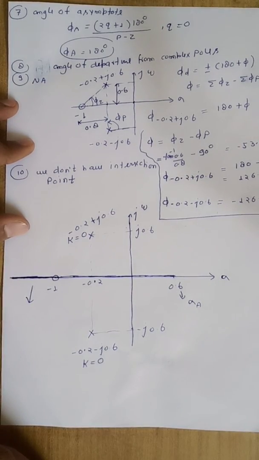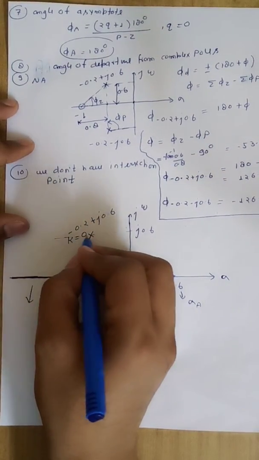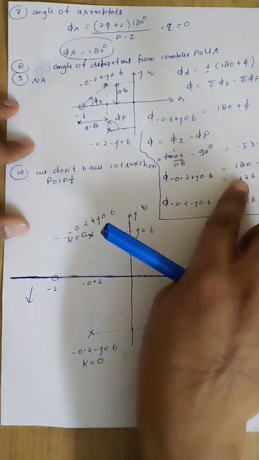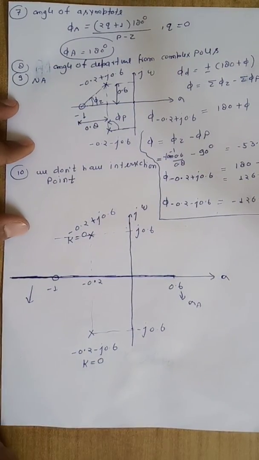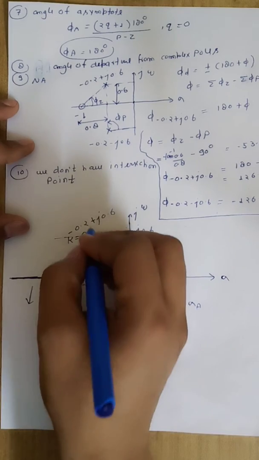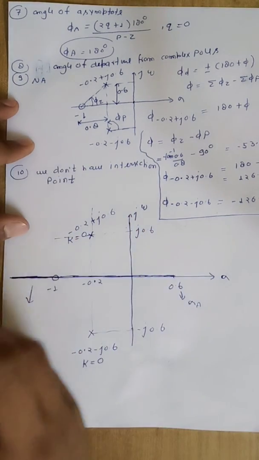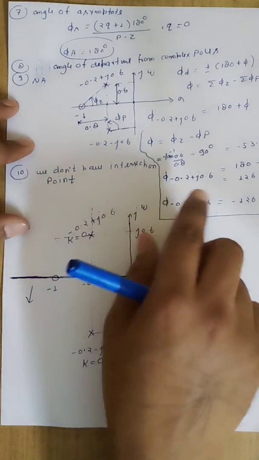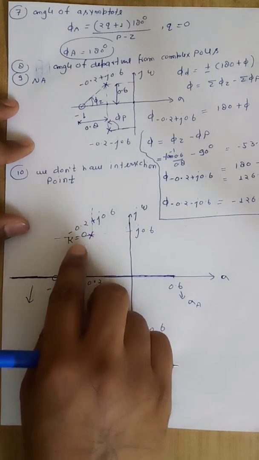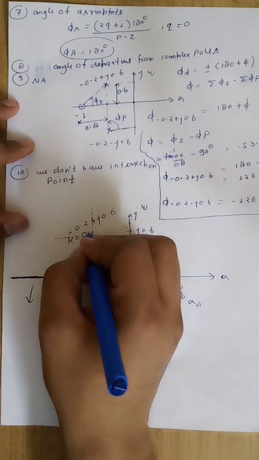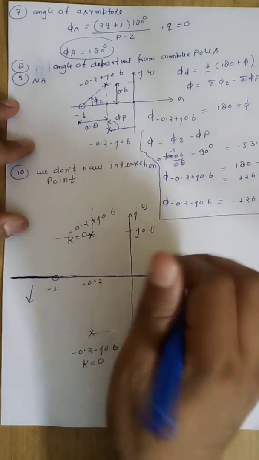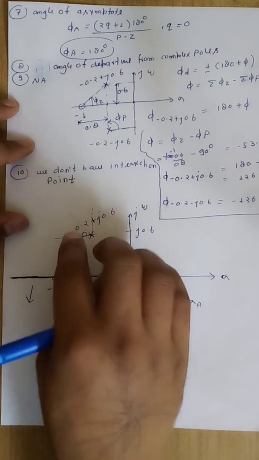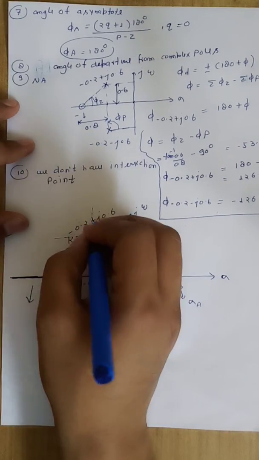Angle of departure already we have calculated. So root locus branch will depart at an angle of 126.87 degree. We already calculated angle of departure from complex pole. So root locus branch will depart at an angle of 126.87 degree from -0.2 plus j 0.6.